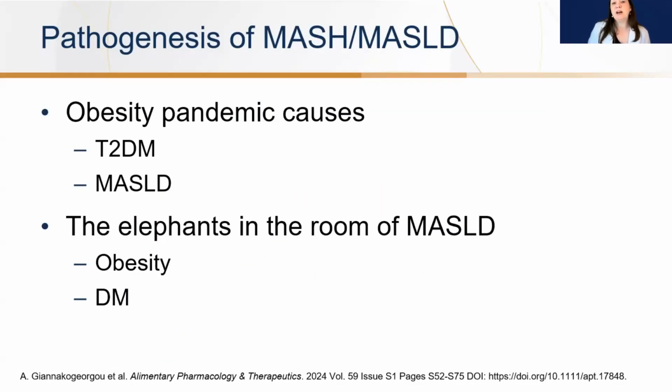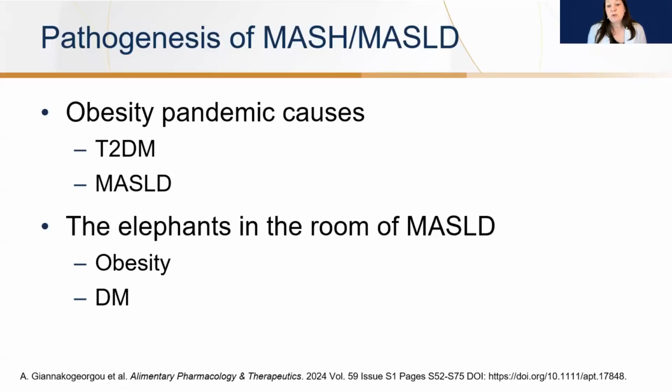We also want to think about pandemic causes that significantly increased obesity over the past several years, where we had less physical interaction with people and more stay-at-home jobs, so that led to more sedentary lifestyles in general. This, of course, increased type 2 diabetes and MASLD in the general population.